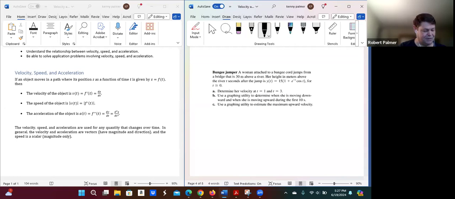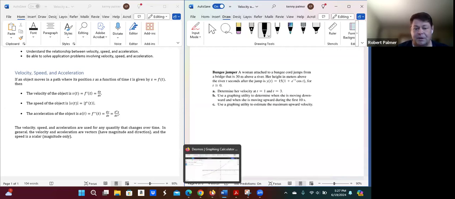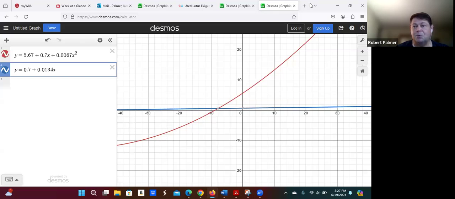So first off, let's graph this. Let me write it down first. So 15. So let's go back to Desmos. I think once again, we'll just open up a new Desmos window.